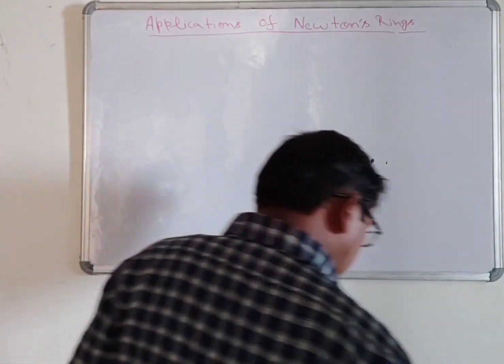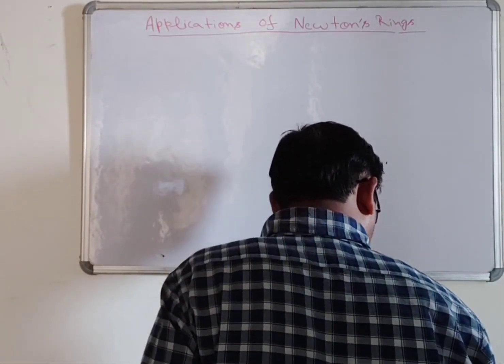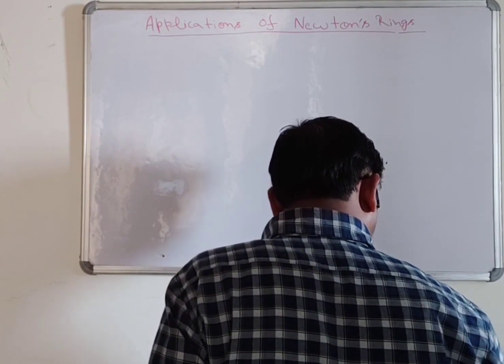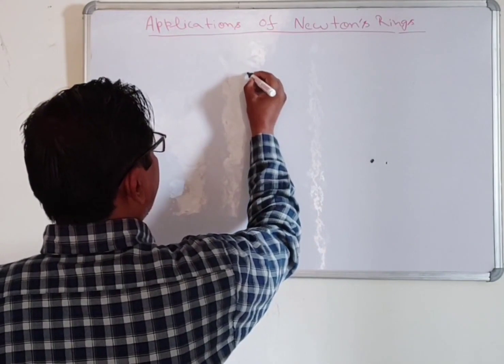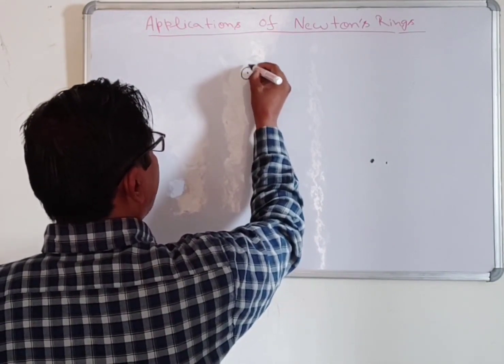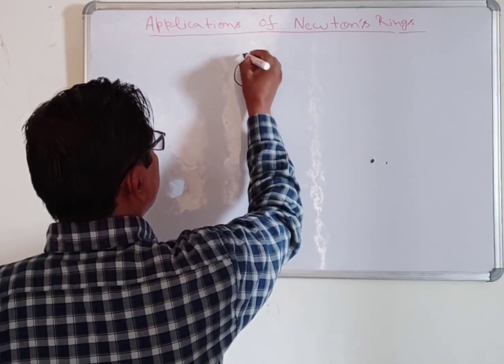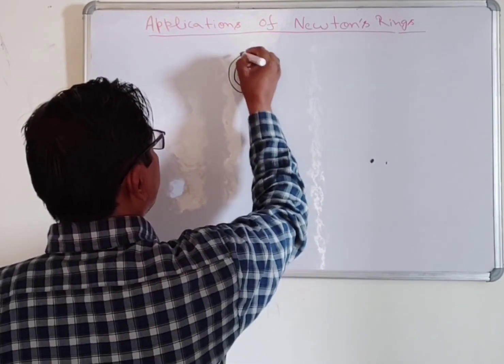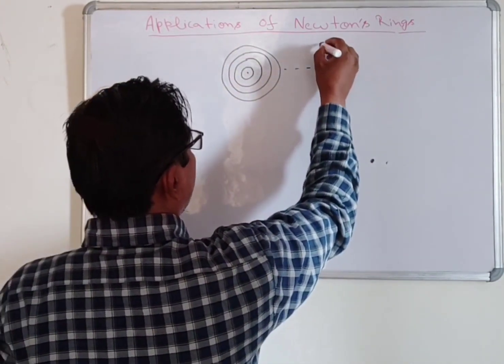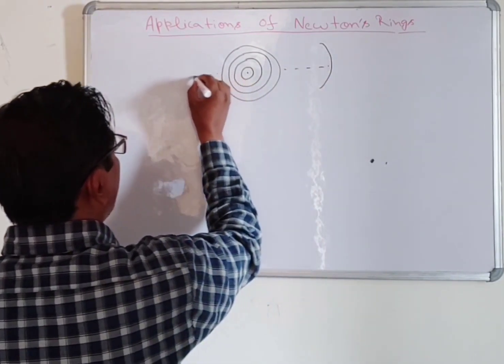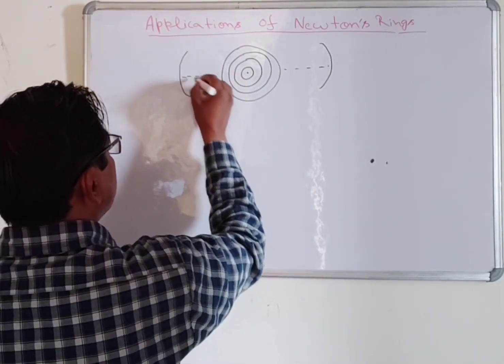How can you determine the wavelength of the light? Suppose here you can see the Newton rings will form like that. Alternate dark and bright rings, you know very well, and they will form more fringes here and more fringes here, like that.